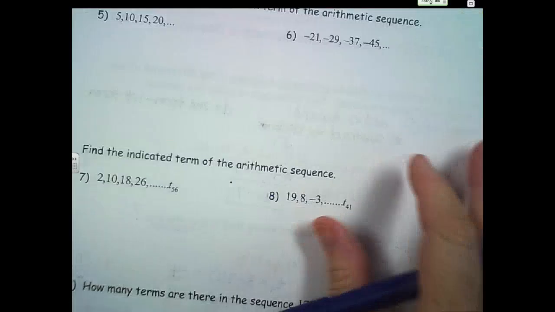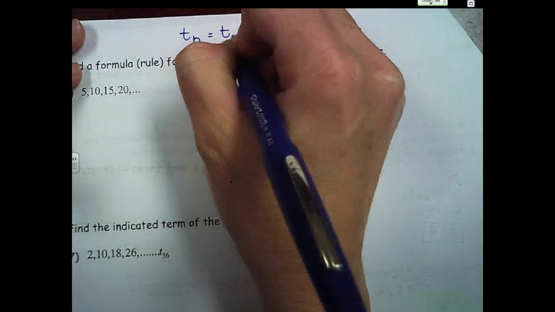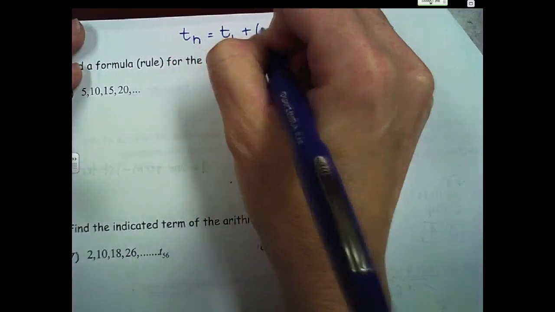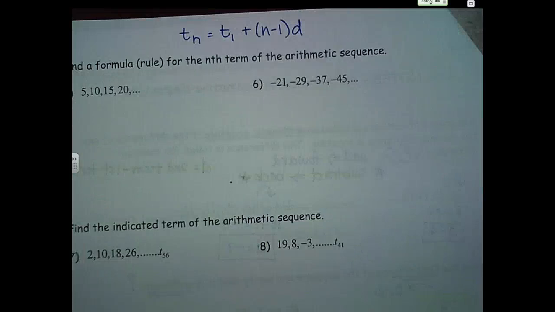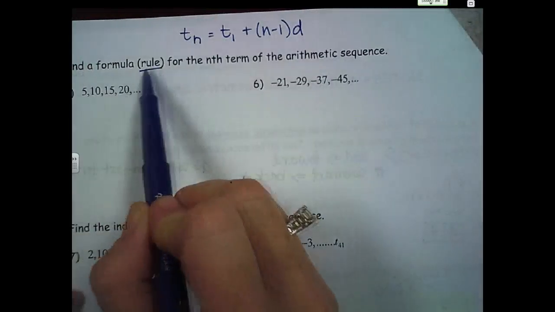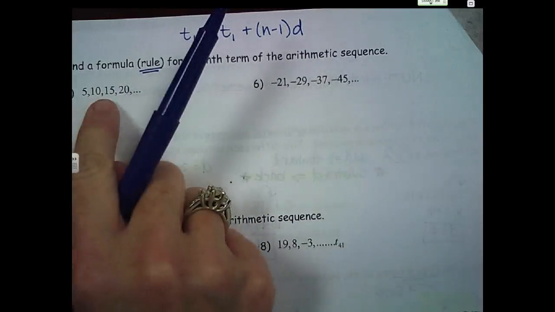Okay, so let's turn the page. Just because we switch pages, I'm going to write that formula we just talked about up here on the top. Okay, so there's the formula. And here's the thing. It says, find the formula or the rule for the nth term of the arithmetic sequence. In other words, this is what this means.